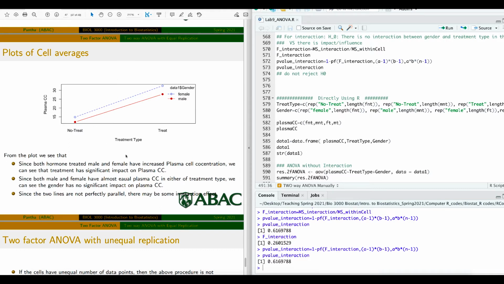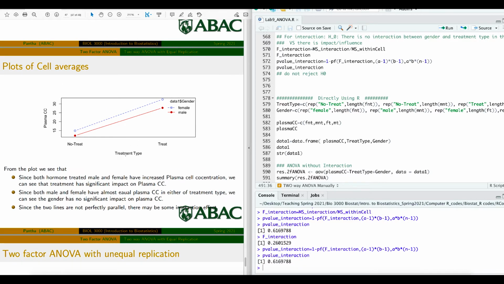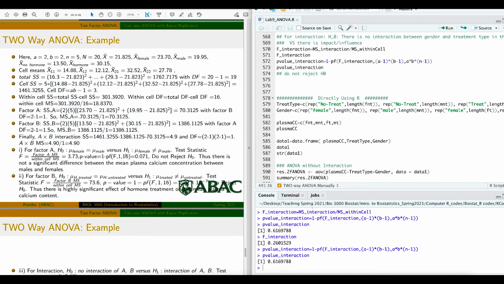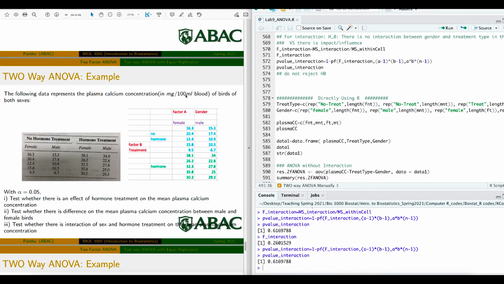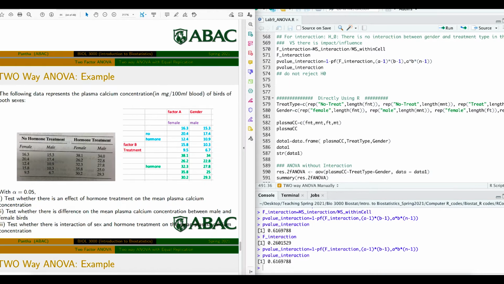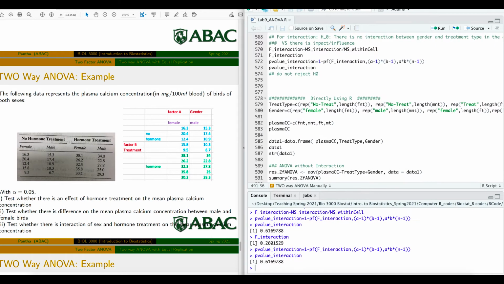Okay, so the next thing I am going to do is show you how to do all these steps directly in R. That's what we want to do. Okay, let us try that here.